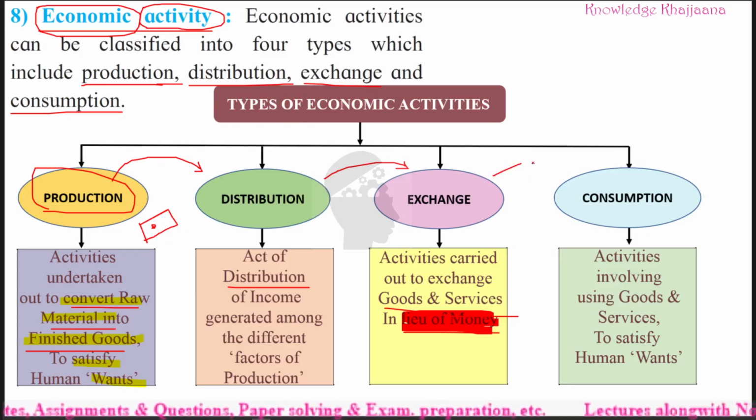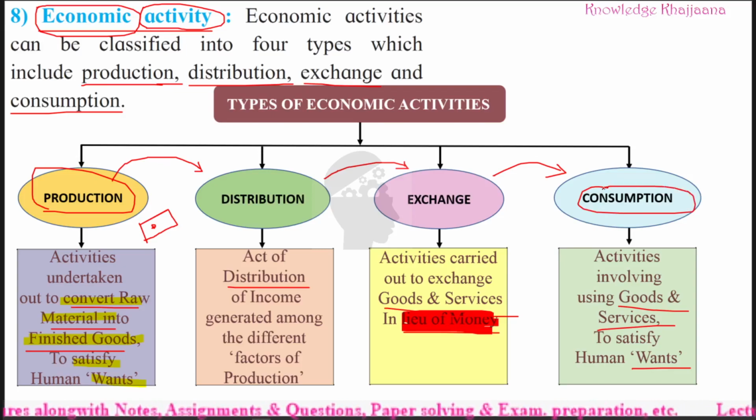Then what happens? The last type of economic activity is consumption. Activities involving using goods and services to satisfy human wants. What was the human want? Hunger. They wanted to have the biscuits with tea, or with their breakfast. So what was their want? To have the biscuits. So when it was satisfied, when they ate those biscuits, when they consumed the goods, it is called as the last phase, the last economic activity, that is consumption.